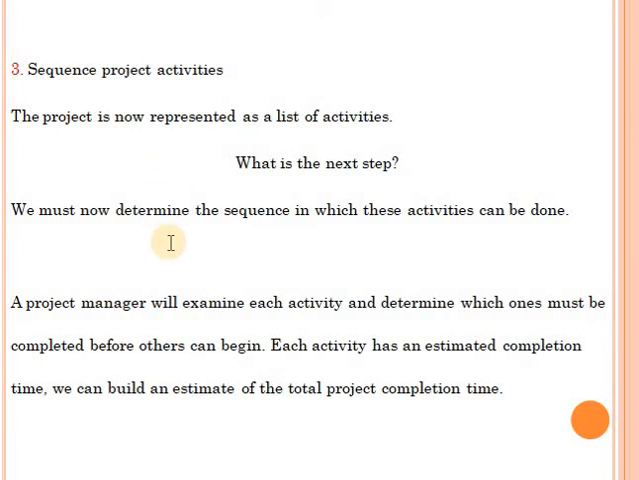The sequence is determined by the project manager. He will determine which activities must be completed before others can begin. And then we can determine the completion time of the whole project because I already know the estimated completion time of each activity.